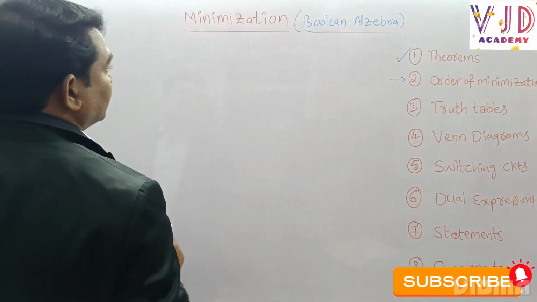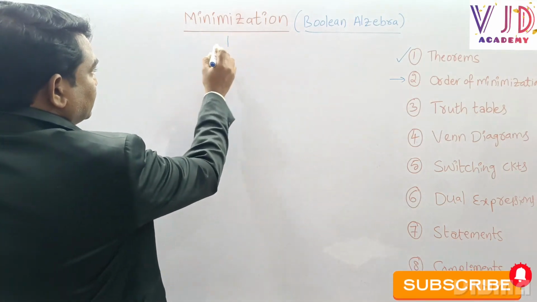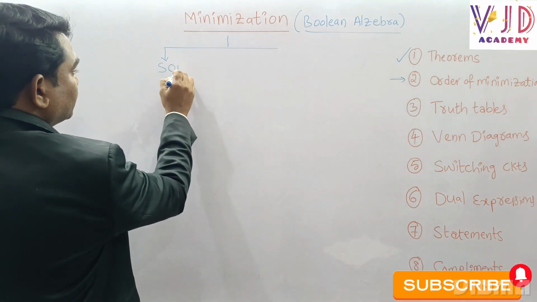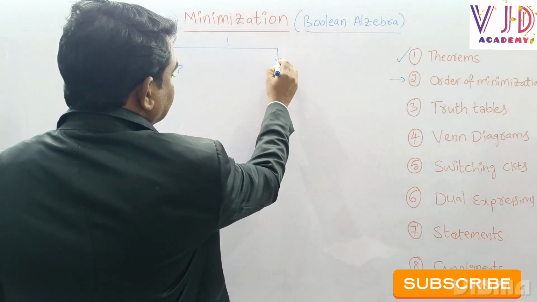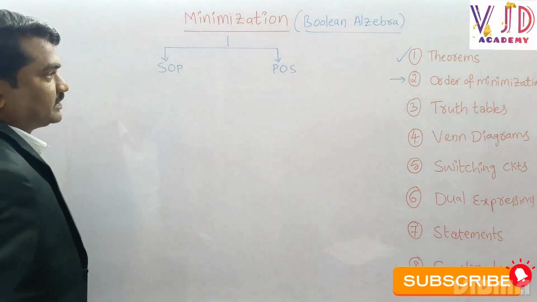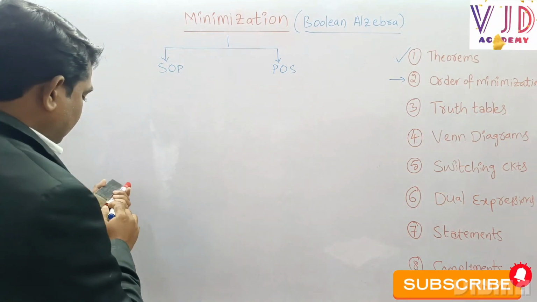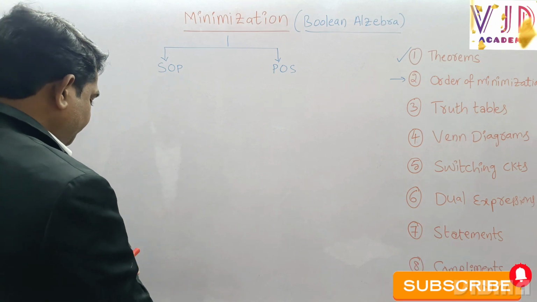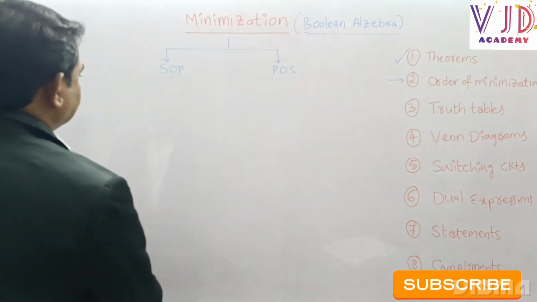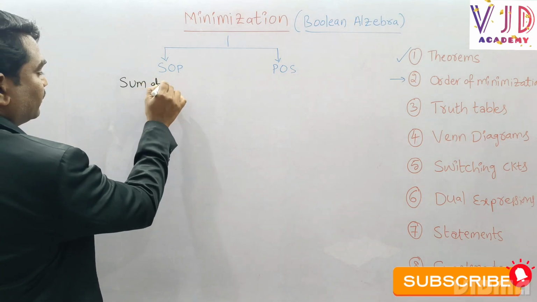Basically we have two types of methods in the minimization process when we are dealing with Boolean algebra. The first one is SOP and the second one is POS, which means sum of products, and the second one is product of sums. Now let us try to understand the first one, sum of products, SOP.